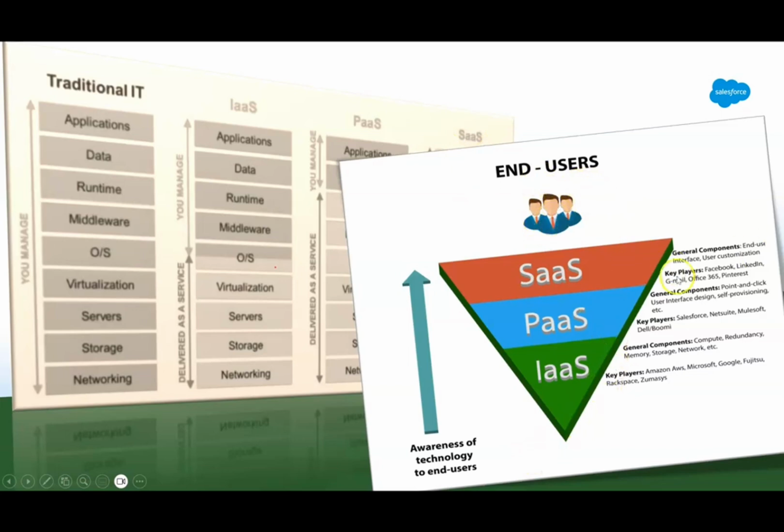This can help you to understand it more clearly. So you can see infrastructure as a service. Key players in the market are Amazon, which provides AWS cloud, Microsoft provides Azure, then Google GCP, and there are other players as well. General components in this are compute, redundancy, memory storage, and all of that: server, storage, network.